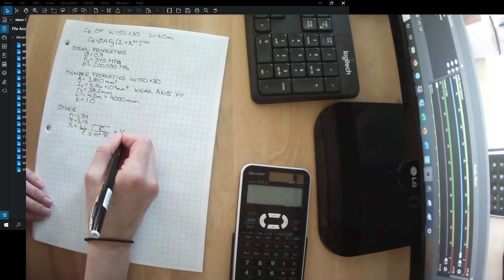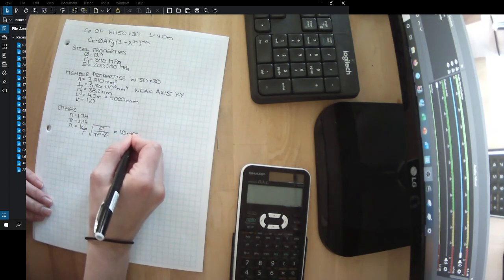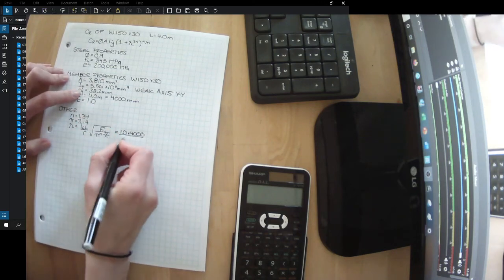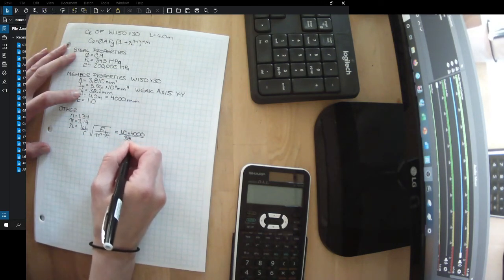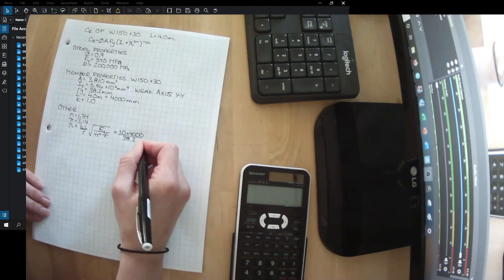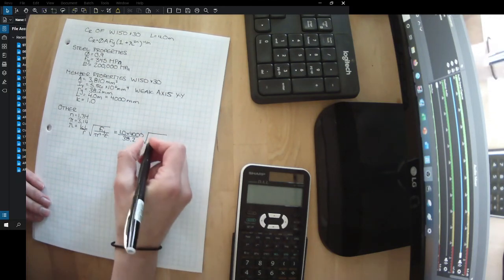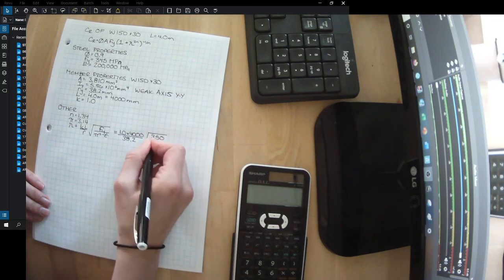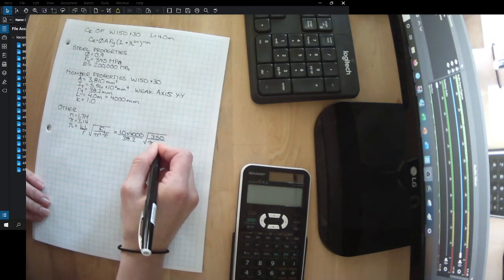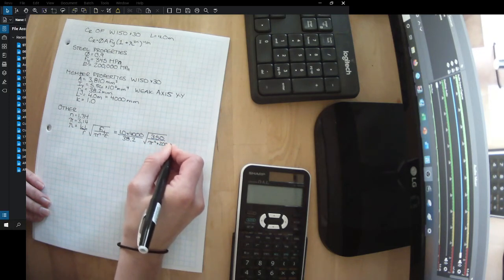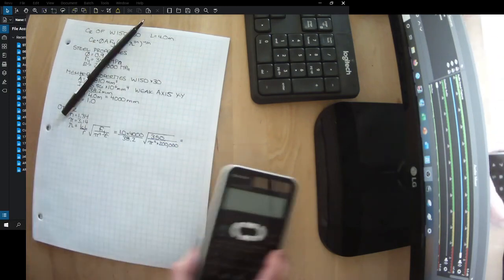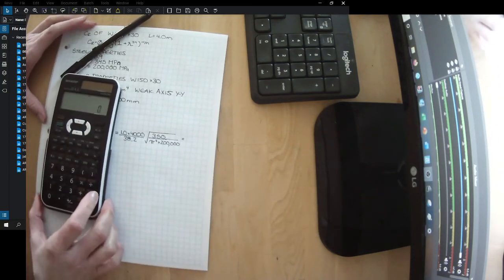We know that K is 1. We know the length is 4,000. We know that R is Ry, and it's 38.2 because this is trying to buckle in the weak axes, times the square root of 350 divided by pi squared times 200,000. And we can plug this into our calculator.